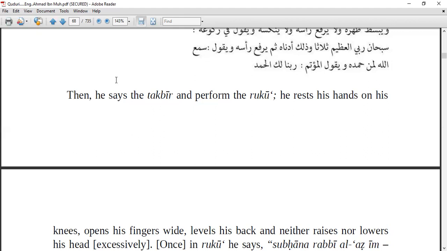But if she accidentally or on purpose makes the ruku that a man is supposed to make, although it's not liked, it does not invalidate the salah.